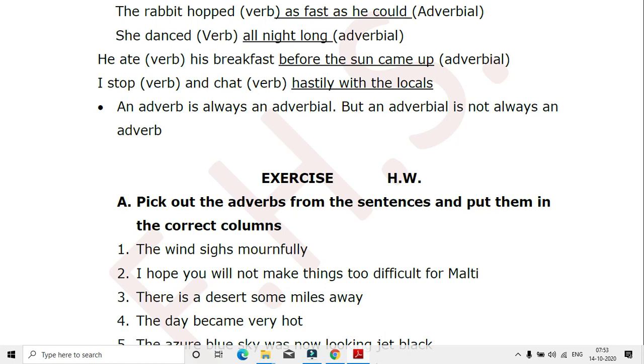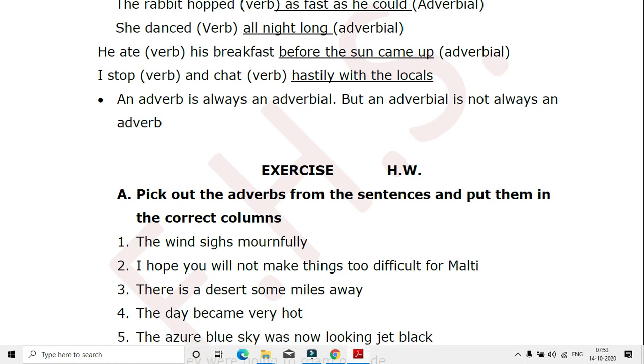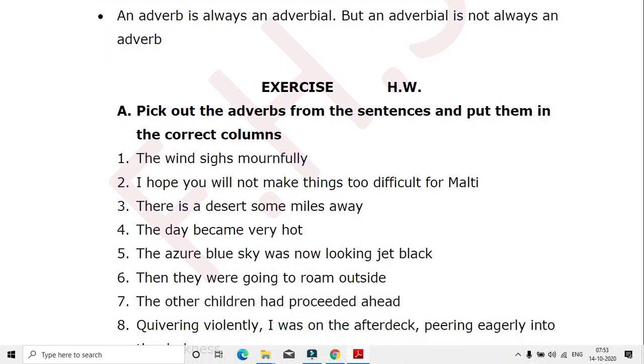Yes, it's always an adverbial because it's describing the action. Whereas an adverbial is not always an adverb, because an adverbial is more than one word. It is a phrase. It is not just a word. It's a whole part of a sentence. Okay, so let's go to the exercise.